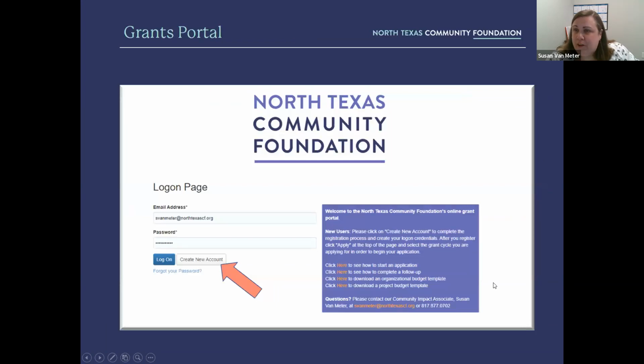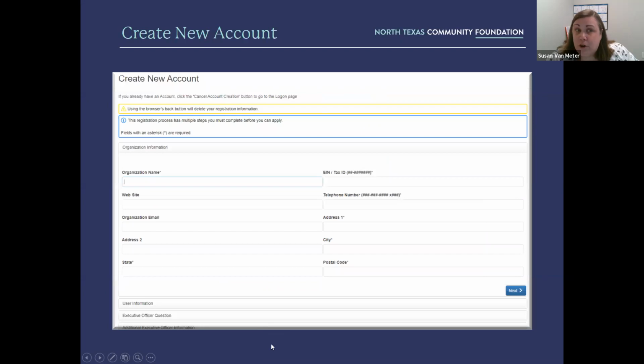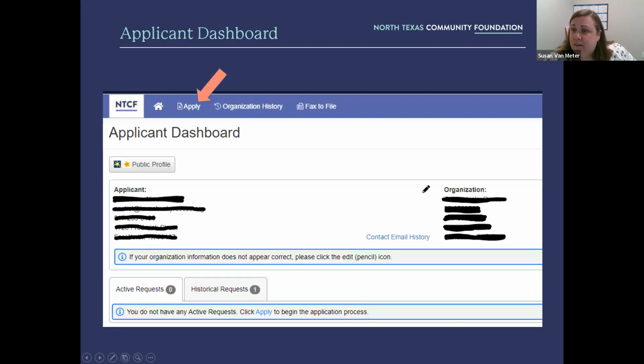Once you're ready to apply, you're going to be taken to the grants portal. And for those of you that have applied for grants from us before, this is something that's very familiar to you. But for those of you that have not, you're going to come to this page and create a new account for yourself and your organization. You're going to click on the create a new account, and it's going to take you to this page where you'll begin filling out information about your organization. Once you're done filling out the organization information, you're going to be taken to your applicant dashboard.